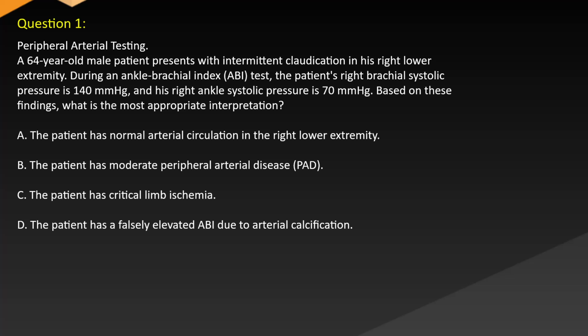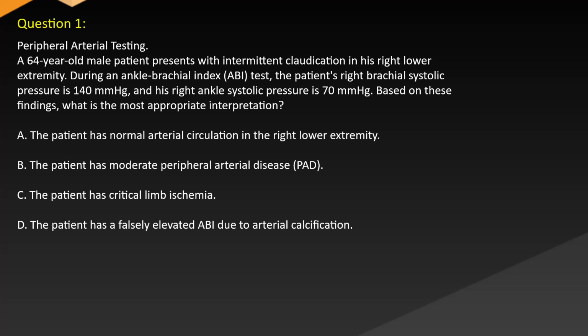Question 1. Peripheral arterial testing. A 64-year-old male patient presents with intermittent claudication in his right lower extremity. During an ankle brachial index (ABI) test, the patient's right brachial systolic pressure is 104 mmHg and his right ankle systolic pressure is 7 mmHg. Based on these findings, what is the most appropriate interpretation?